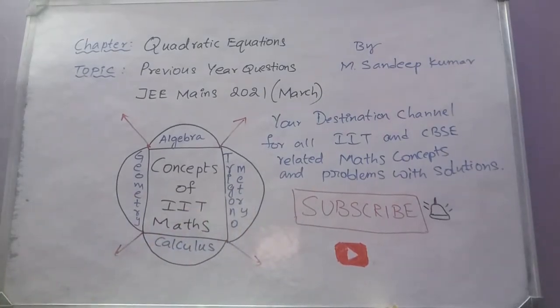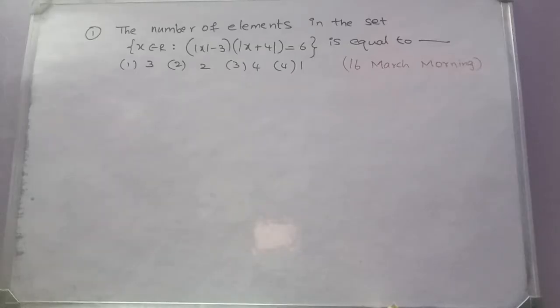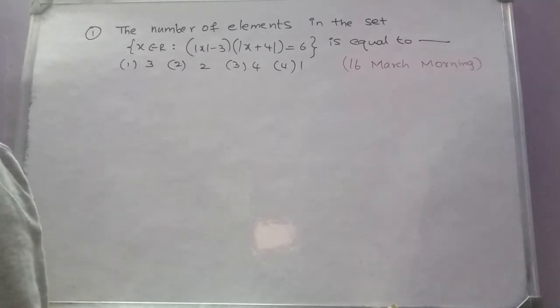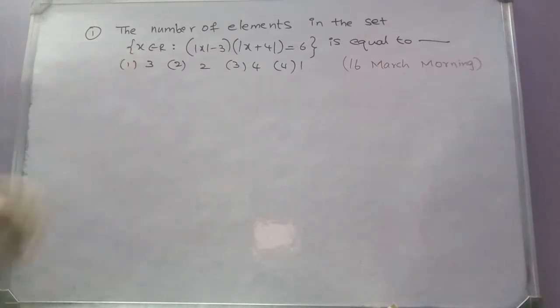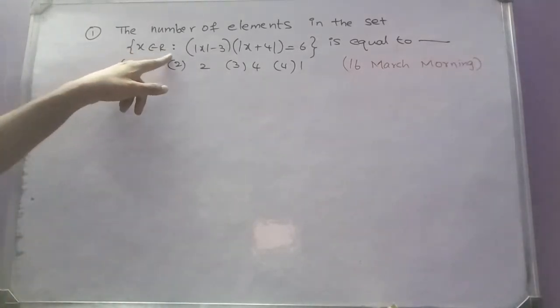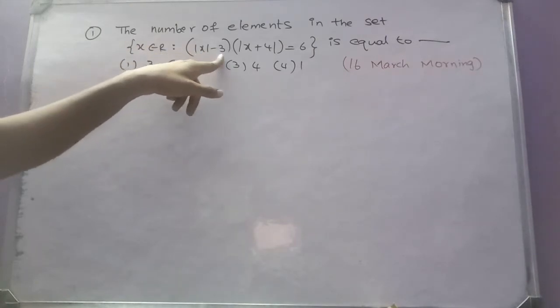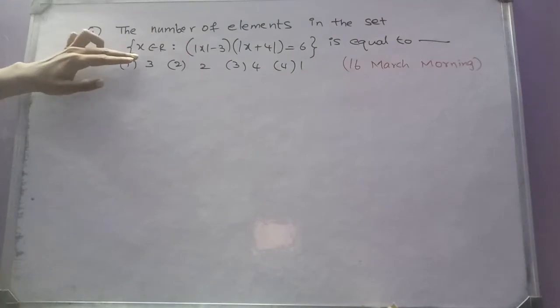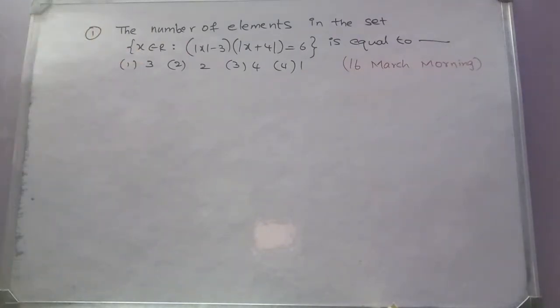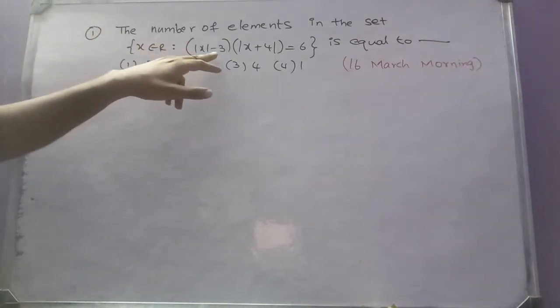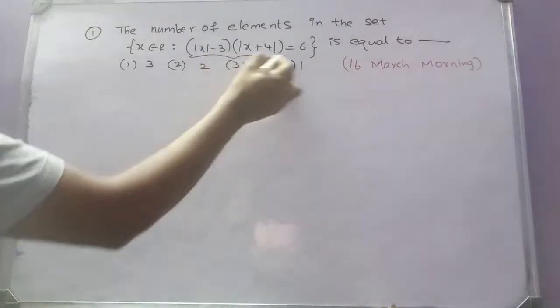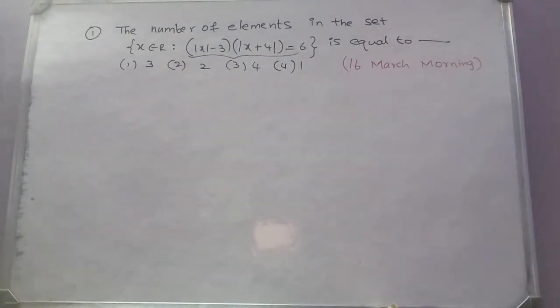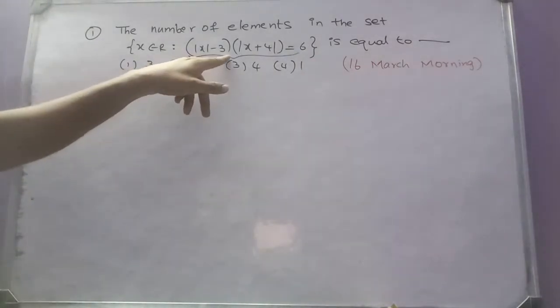Let us start with the first question. So here is our first question. The number of elements in the set X belongs to R such that mod x minus 3 into mod of x plus 4 equal to 6 is equal to. How many elements are there in this set? They are asking how many elements, which means the number of solutions. Indirectly he is asking the number of solutions of this equation.